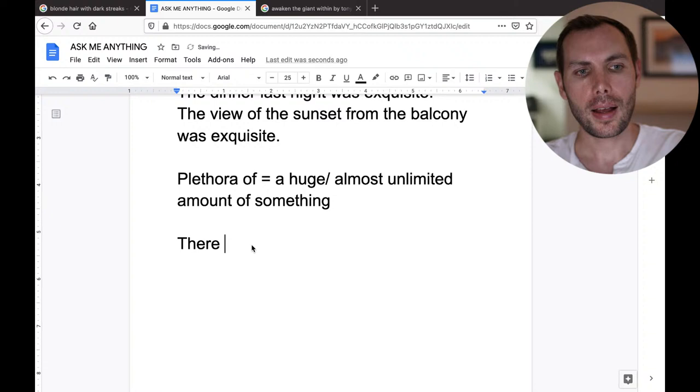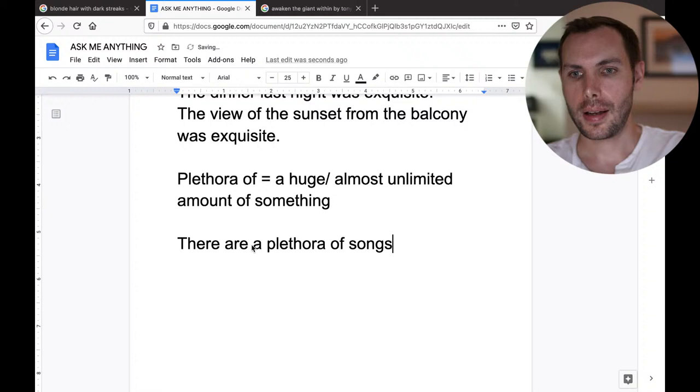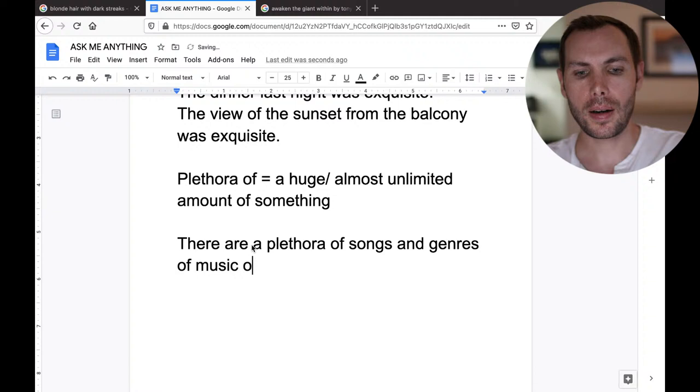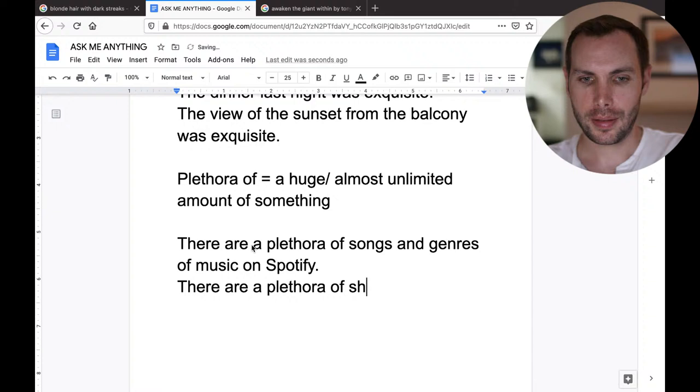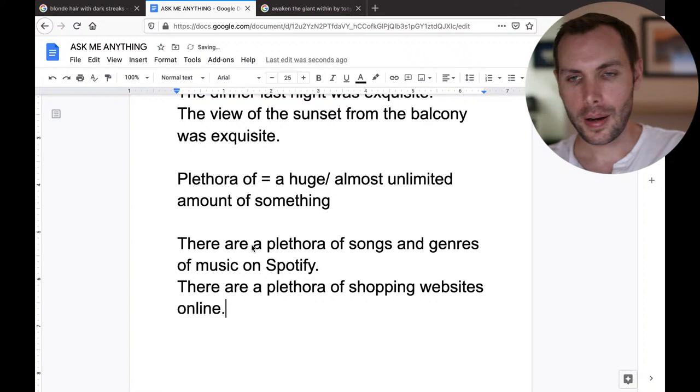There are a plethora of songs and genres of music on Spotify. On the internet, there are a plethora of shopping websites online. You could probably never visit all of them. A plethora, a huge amount. So that's a nice word.